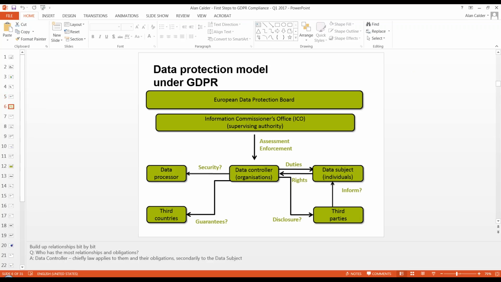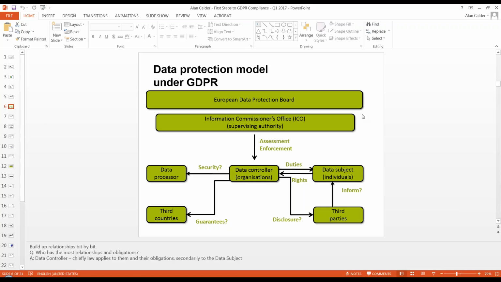The model for data protection under GDPR looks a bit like this. It starts with data subjects on the right-hand side. That's us individuals who might be employees or customers, and as customers we could be business or consumer customers. GDPR makes no differentiation between the types of circumstance into which an individual finds himself or herself. And the data subject is likely to provide personal information to a data controller.